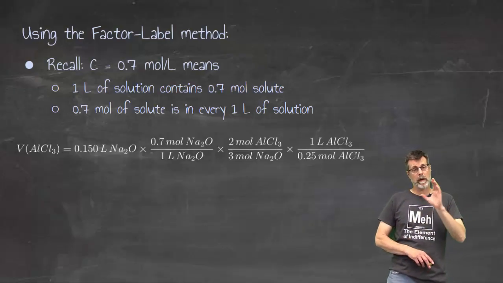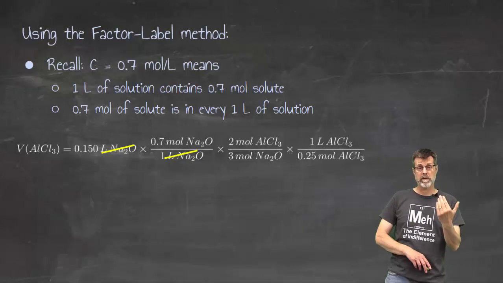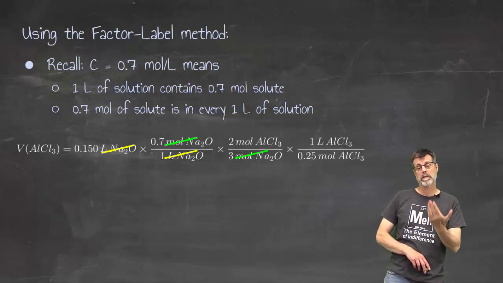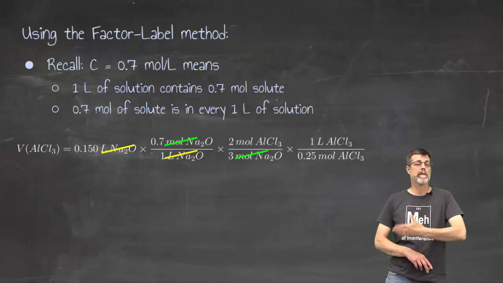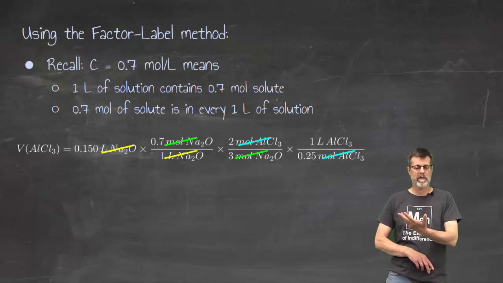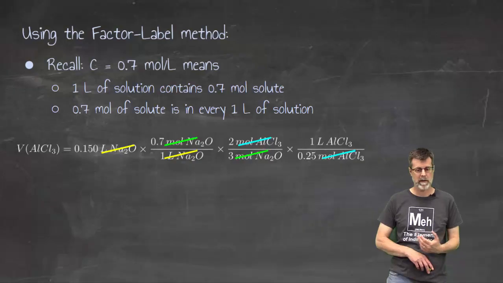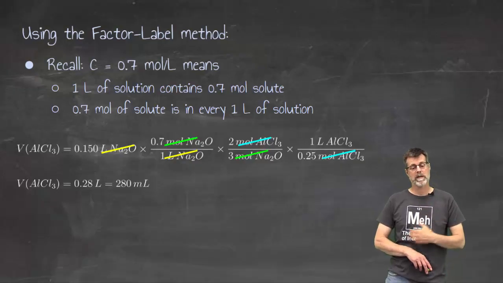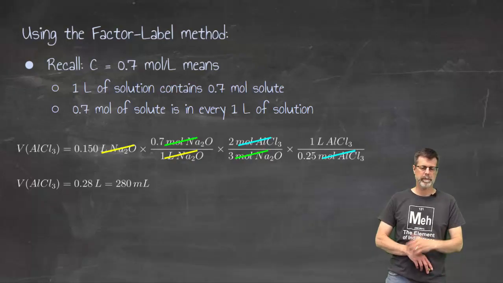Okay, so again, paying attention to the units. So liters of sodium oxide solution, I've got liters on top, liters on the bottom. Then I've got moles of sodium oxide on the top and the bottom. They cancel out. Then I've got moles of aluminum chloride on the top and on the bottom. They will cancel out. If I don't have one on the top and one on the bottom, they don't cancel out. But my only unit left is liters of aluminum oxide, and if I do the numbers, I end up with that answer, which we already knew.